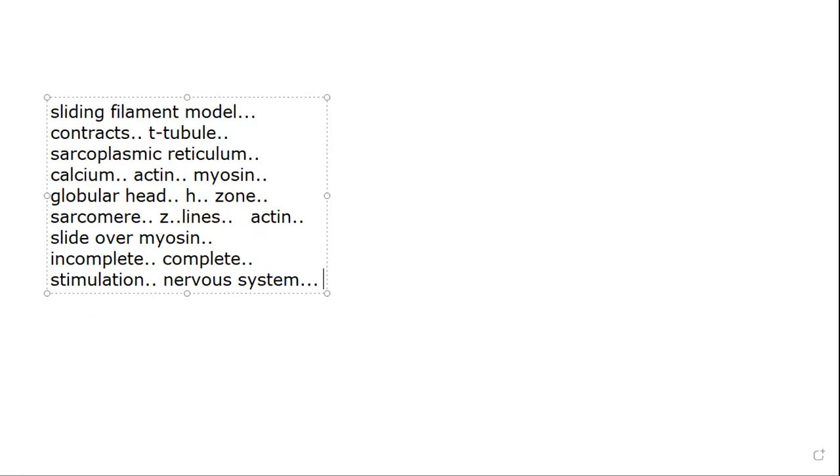Now, when we go to a stepwise sequence of all these things, first of all, we get a stimulation. Now, let us come to this point. I'm going to give you these things point-wise. Write down these points. Number one is the stimulation, which is coming from the nervous system.